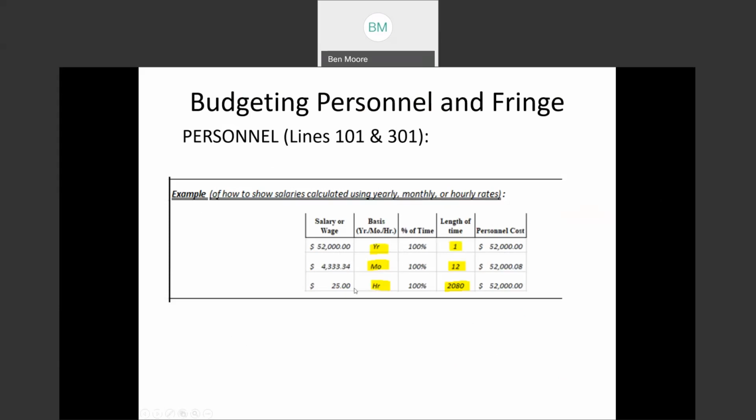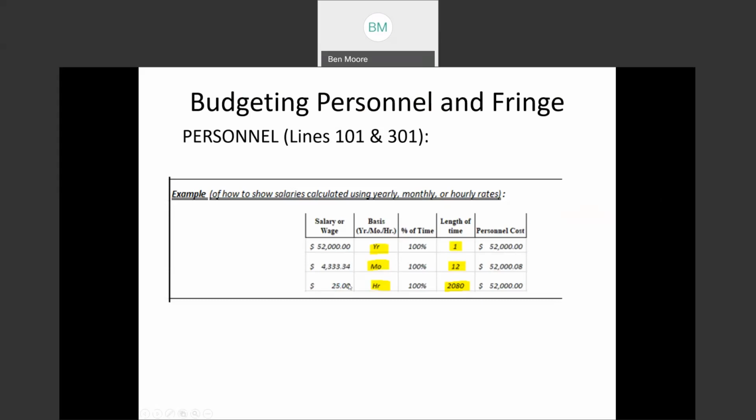If you're entering them as a monthly wage, you would put the monthly wage or salary there, put the basis as month, and percentage of time. Again, you would accurately represent what percentage of their time they're spending on this grant, and the length of time typically would be 12 because there are 12 months in the year. If they do spend only certain months of the year in CSBG, you could reduce the number to those number of months, but you would also need to make sure that the percentage of their time spent on this grant during that time is accurate. That, again, will also calculate out the total cost to be charged to this grant.